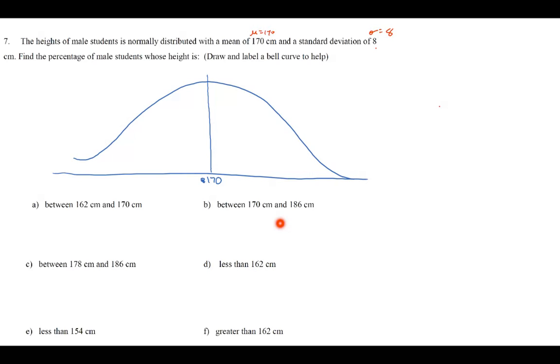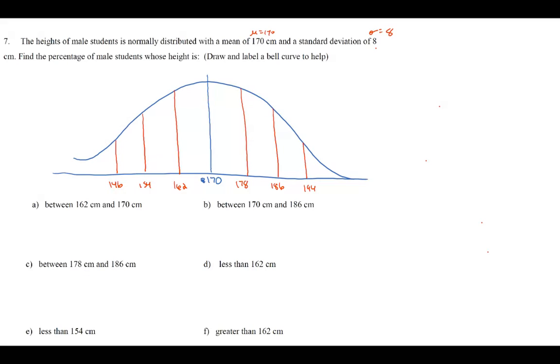So what I'm going to do is add 3 standard deviations to the right side, and subtract 3 standard deviations from the left side. So if I were to add 1 standard deviation here, it would be 170 plus 8, which is 178. If I were to add another standard deviation, that'd be 186. And add 1 more standard deviation, that's going to be 194. And then if I were to subtract, going the opposite way, subtracting 1 standard deviation would give me 162. If I were to subtract again, I would get 154. If I were to subtract again, I would get 146.